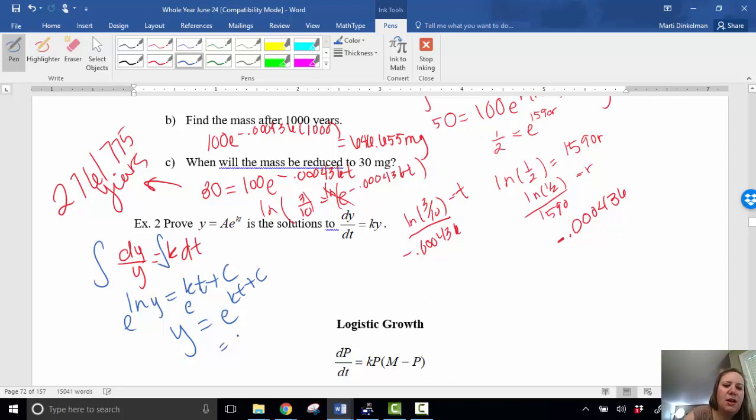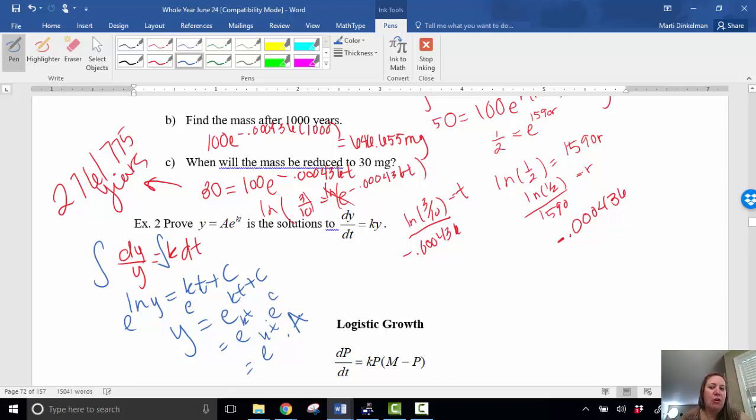But what we're going to do here is say, well, I know about exponents. When I multiply them is when I add the exponents. And e to the c, well, e to some number is just some other number. So let's just change that to, well, our book likes to change it to an a. So there's our ae to the kt.